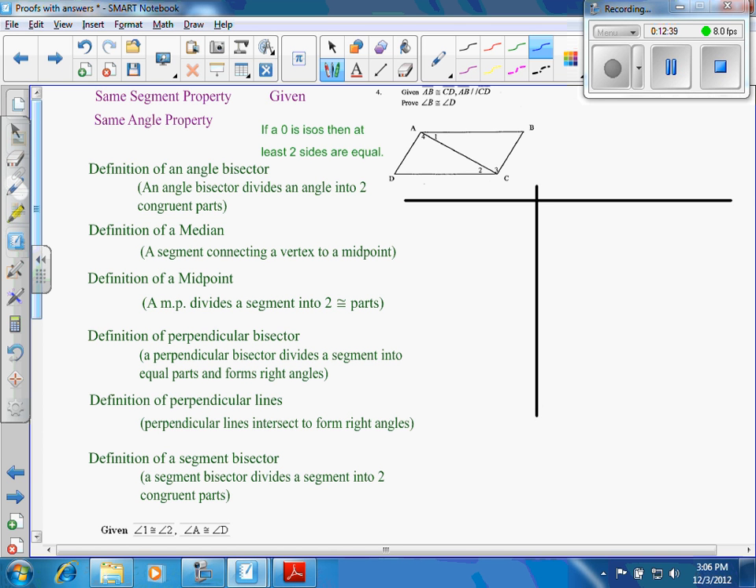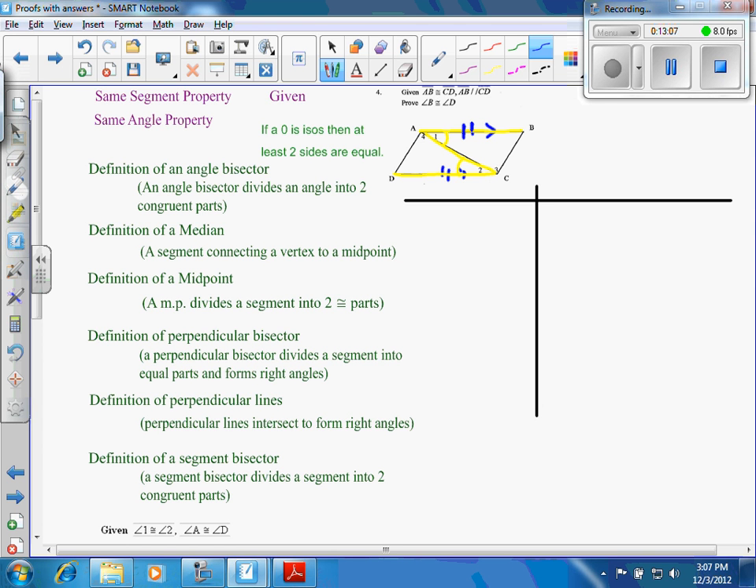So I'm going to read 4, given AB congruent to CD. So I mark my picture as I read. Also, AB is parallel to CD. So instantly that tells me that if this is parallel to this, and this is my transversal, angle 1 and 2 are congruent. It doesn't tell me anything about angle 3 and 4. Okay, so that's important. So I'm going to just draw over these again so you can see them.